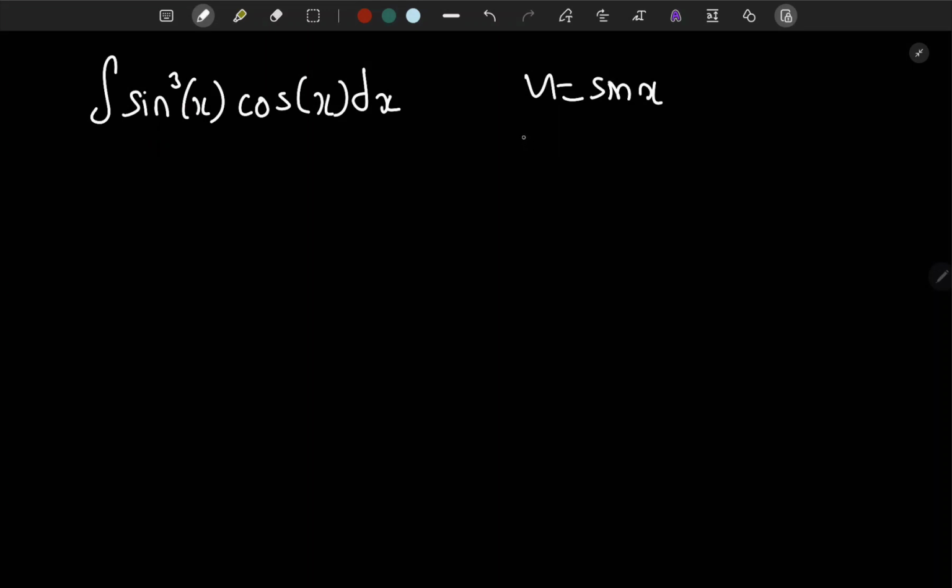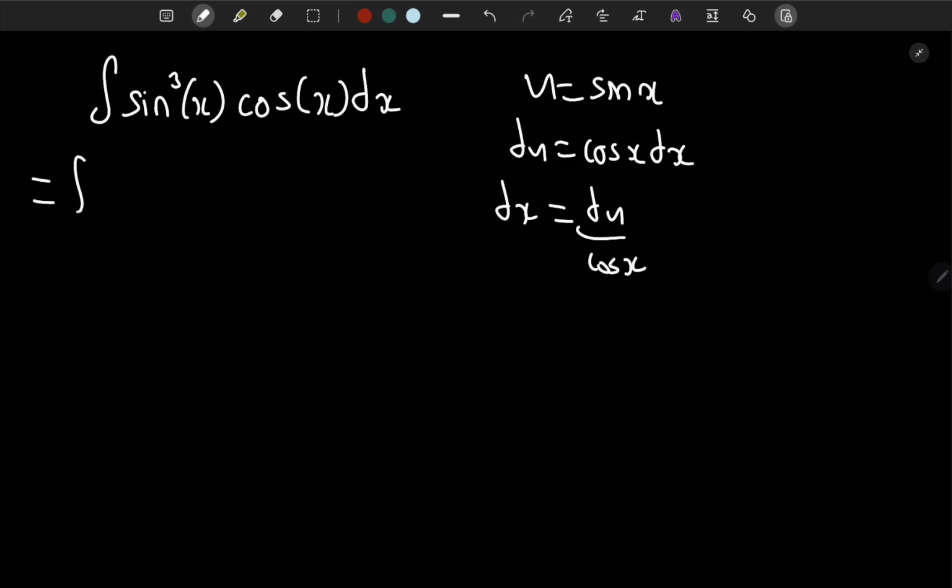So let's do that then. So u is sine x, du is going to be cosine x dx, and again dx is equal to du over cosine x. And now let's go back to the original thing. So it's going to be u to the power of 3, since we replaced sine x with u, and cosine x, and now we write du over cosine x. So this cancels out with this.